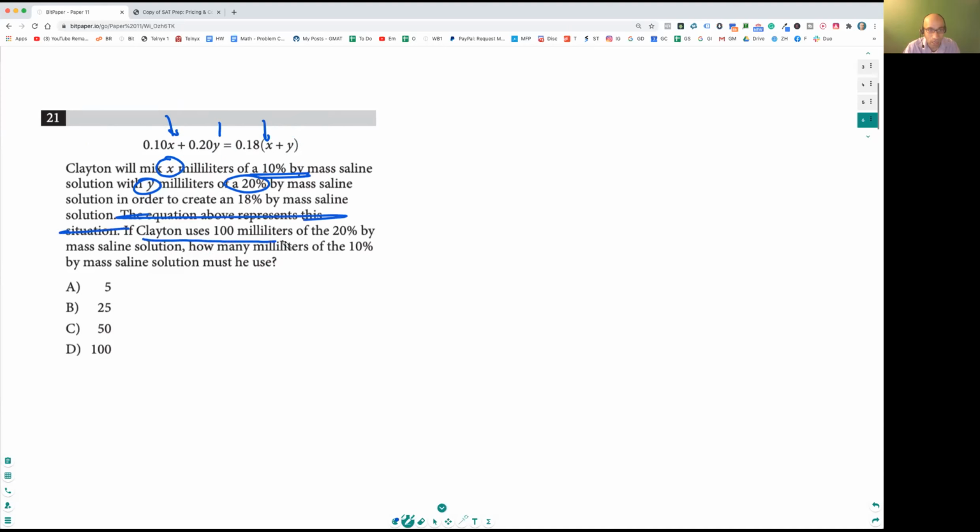If Clayton uses 100 milliliters of the 20%, so 20% means Y. All you've got to do, guys, is substitute Y equals 100. That's all you've got to do. Just substitute Y equals 100 here and solve for X. Okay, so I'm going to do it right over here. I'm going to shut my mouth for a few minutes and do it quietly so you can also do it yourself.